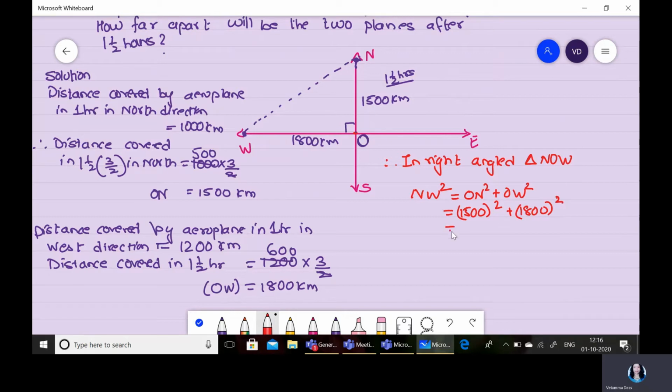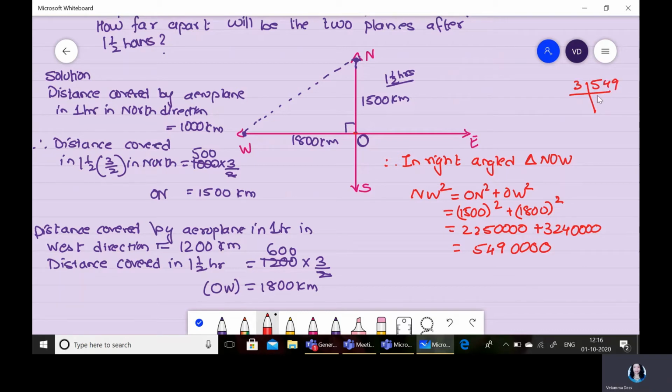1500 the whole square plus 1800 the whole square. So 15 square is nothing but 225, and here, students, it is 1500 squared, so 2 zeros, 4 zeros will come. Similarly 18 square is 324, again 4 zeros will come. So here we had 4 zeros, and here we can add 225 plus 324, which is 549. So let's find the prime factorization of 549, students.